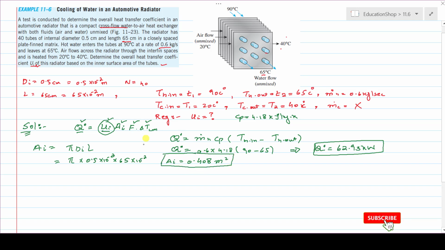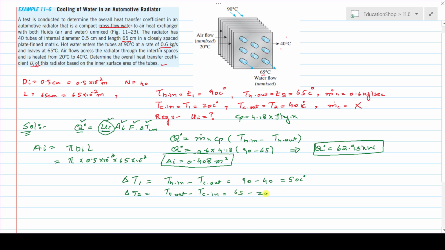Next is to find the log mean temperature difference. For that, first we will find delta T1, that is equal to T hot in minus T cold out. Hot temperature in is 90 minus cold out is 40, and you will get 50 centigrade. Then delta T2, that is T hot out minus T cold in, that is 65 minus 20. Subtract it and you will get 45 centigrade.